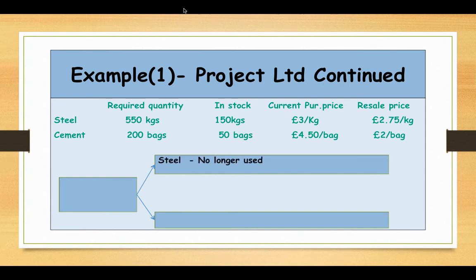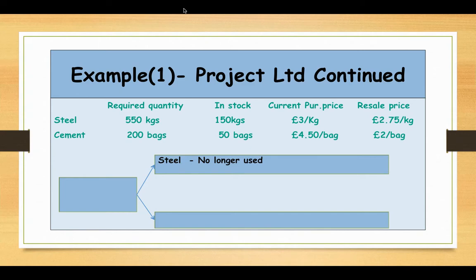Steel, the question said the steel is no longer used by the company. So we know the relevant cost of steel is the current resale price. Whatever quantity of steel in stock, we have to charge the current resale price or the scrap value. And any remaining quantity needed, we can buy it from the market. So if you look at the quantity required, steel, 550 kilos. But in stock, they have only 150.